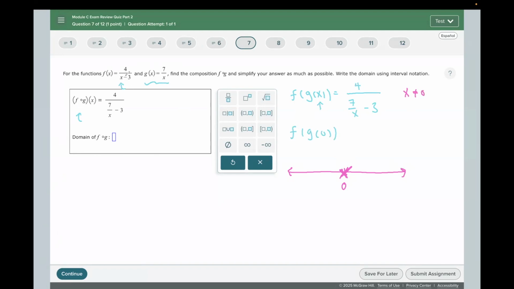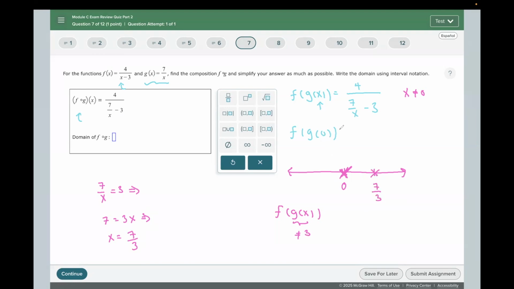Another thing is, for f of x, now I have f of g of x. If g of x is equal to 3, well then 3 minus 3 in the denominator is 0, so that's bad. So I can't have this equal to 3. Where is g of x equal to 3? Well, 7 over x is equal to 3 if and only if 7 is equal to 3x, which means that x is equal to 7 over 3. So we can't have x equal to 7 over 3. I need to throw this out.